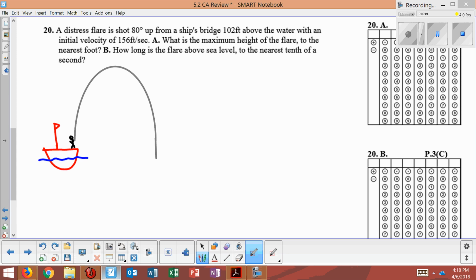So now, part A is going to ask for, what is this maximum height? That's what part A is. And part B is going to say how long. Part B is how long until it hits the water. So let's figure out, given the information we have.